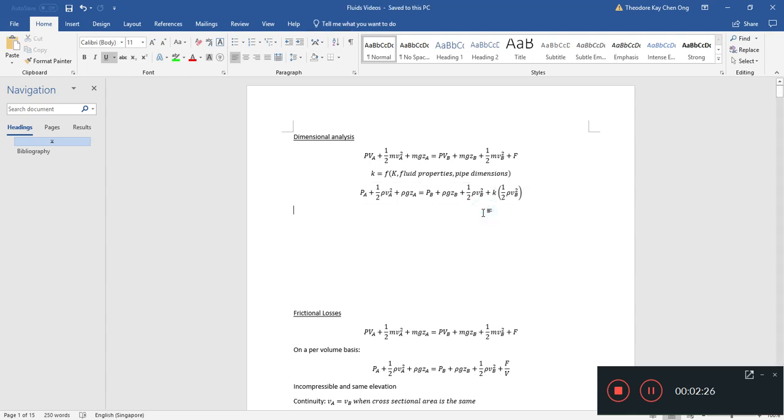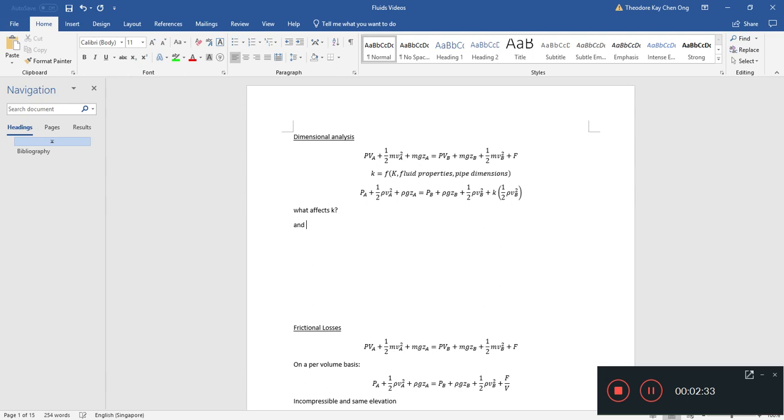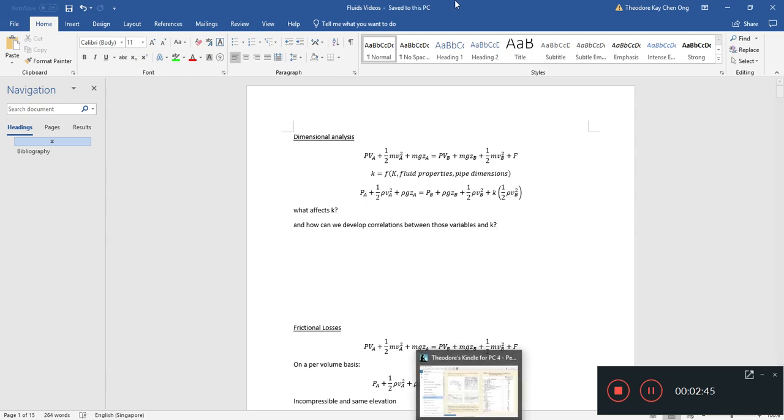So today we want to ask what affects k, and how can we develop correlations between those variables and k. If the fluid viscosity, meaning how thick the fluid is, is going to affect k, can we find a formula for how that affects k, along with the pipe length, etc.?